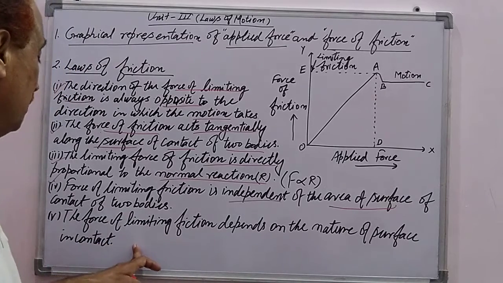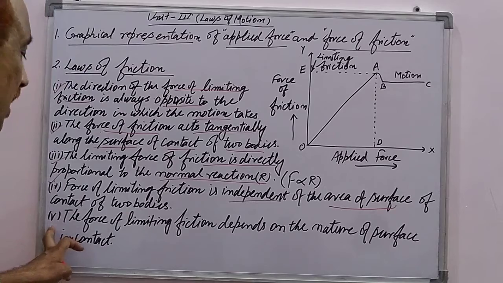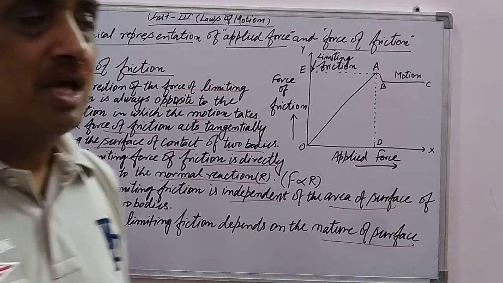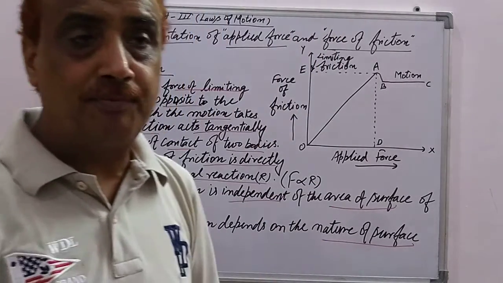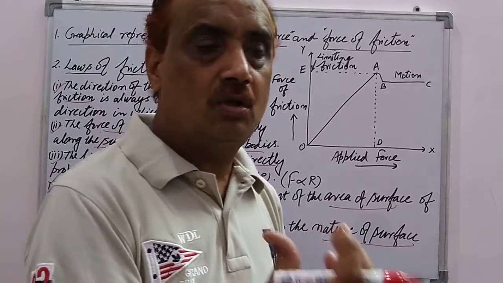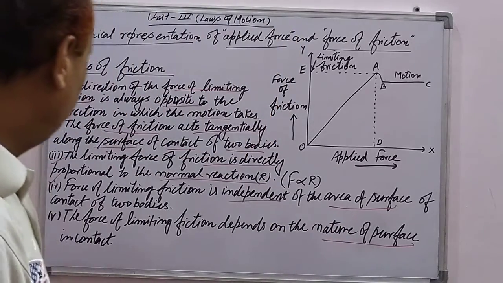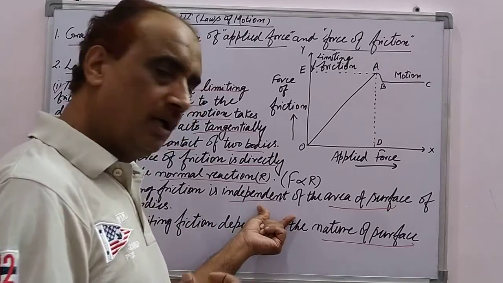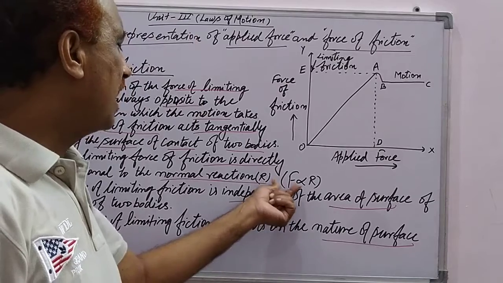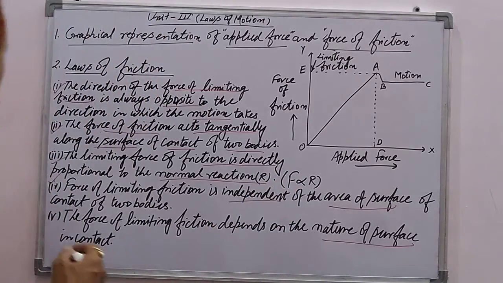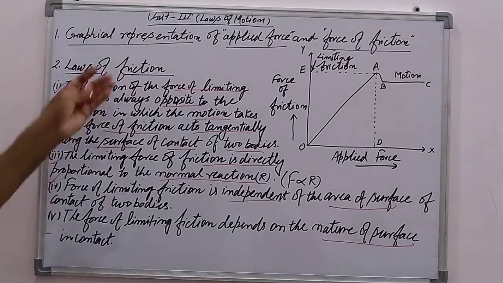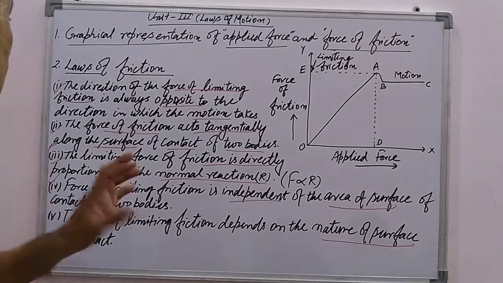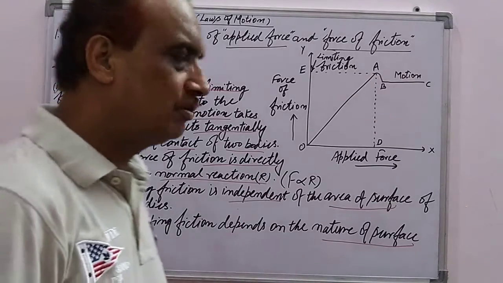But according to rule number 5, the limiting force of friction depends on the nature of the surface. The surface may be smooth or rough, so it depends on the nature of that surface. But it is independent of the area of contact of the surfaces of the two bodies, and it is directly proportional to the normal reaction. These 3 rules are most important, and the first 2 rules give the magnitude as well as the direction. So these are the 5 rules of the laws of friction, and I hope you have understood.